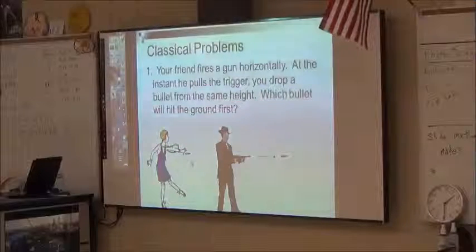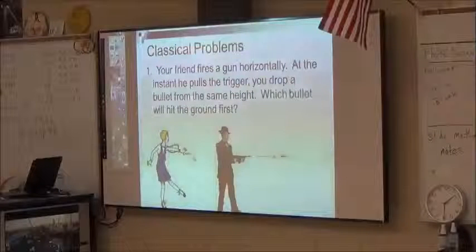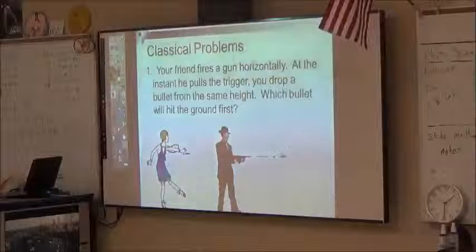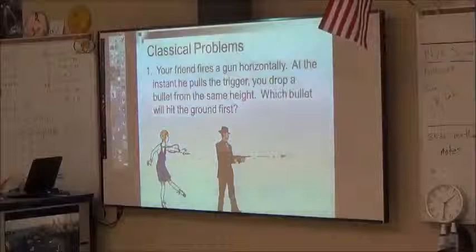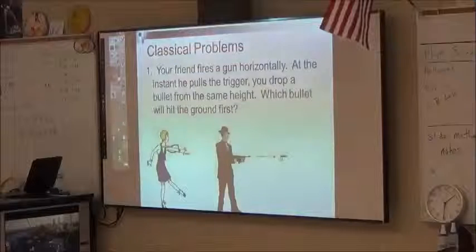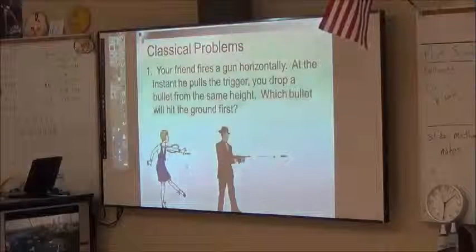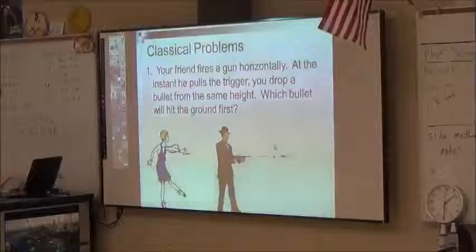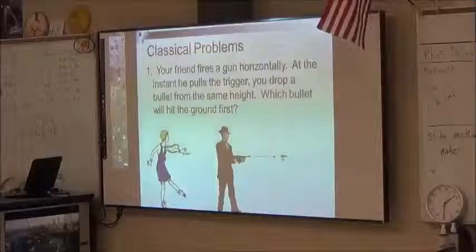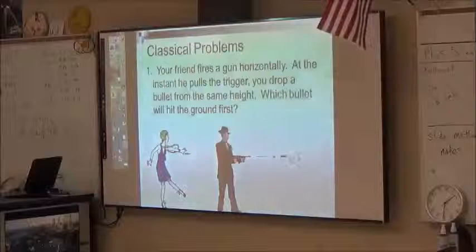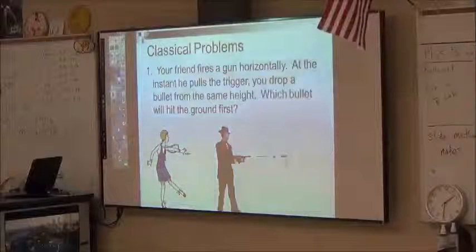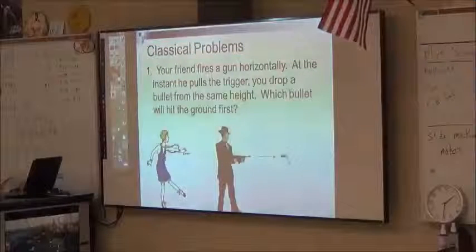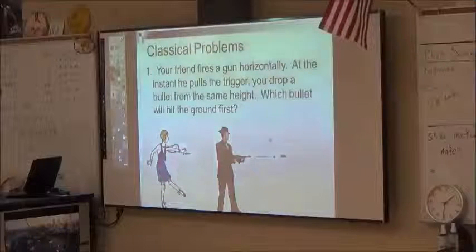That's the common answer. But at the same time, your friend did not fire his gun up or down. So vertically, they have the same exact information. The initial vertical velocity was zero. So the fall time should actually be the same for either bullet. Now, of course, with a projectile traveling through the air like this, you're going to have a little bit of a lift force with the air. So it's not exactly true in real life, but if we were able to take out the air, it would be.